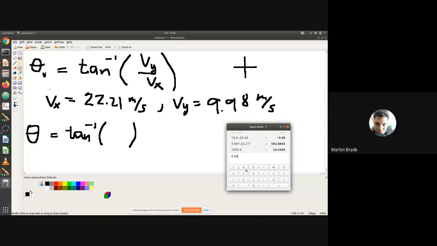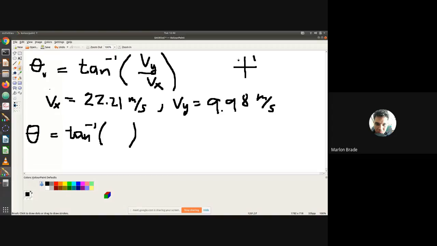Right? First comes the first quadrant, then the second, then the third, then the fourth. So in the fourth quadrant, x is positive but y is negative. So where do vx and vy put this vector? In the first quadrant.